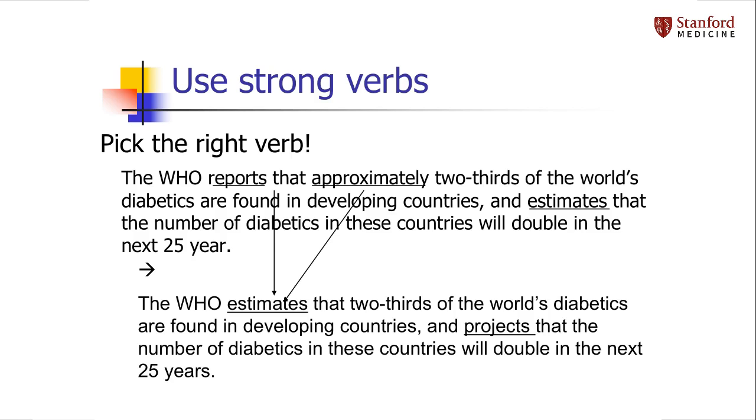Here, the authors are talking about estimating something about the future. Well, there's a better verb for that, right? How about projects? Do you see how much stronger that is? Because it gets the idea of the future right there in the verb. These are just slightly better verb choices, but they make a big difference to the sentence. So pay attention to picking the right verbs. I encourage you to use a thesaurus to help you find the best verbs for every situation.